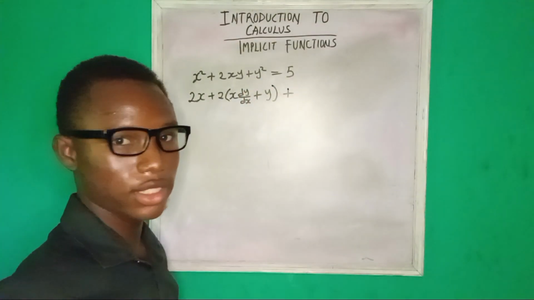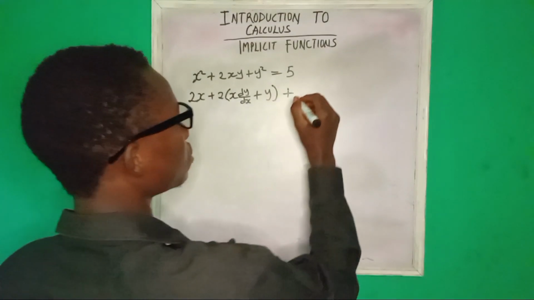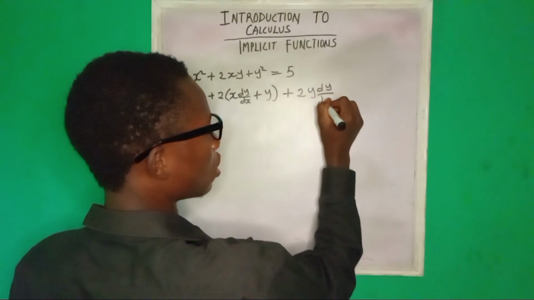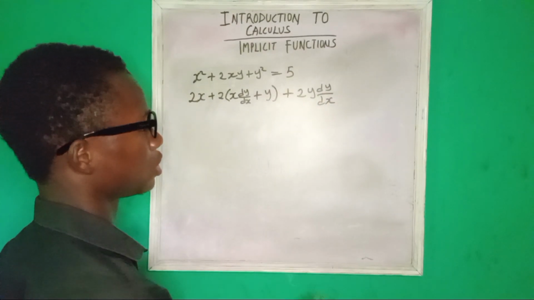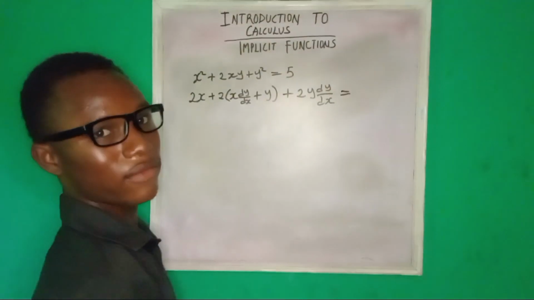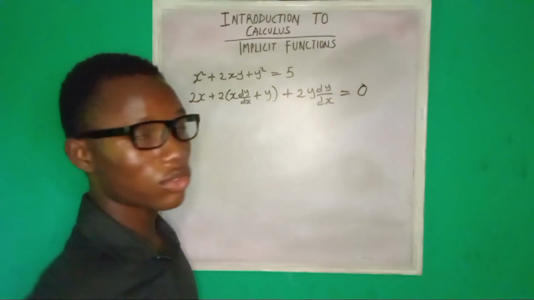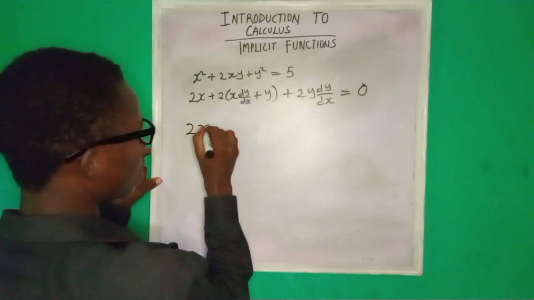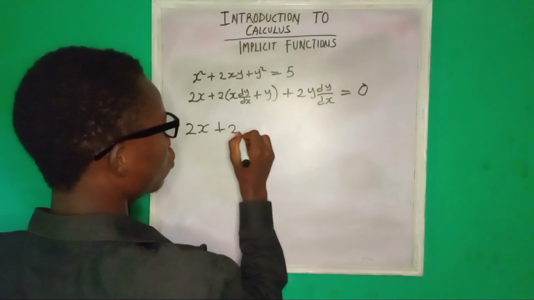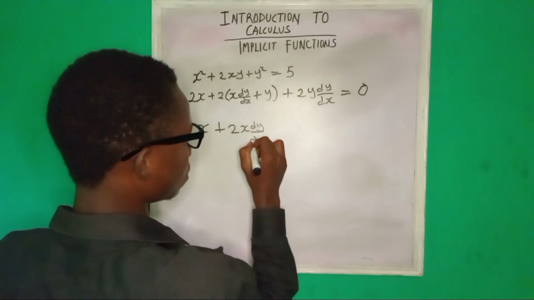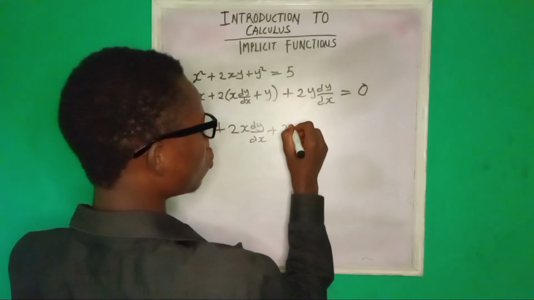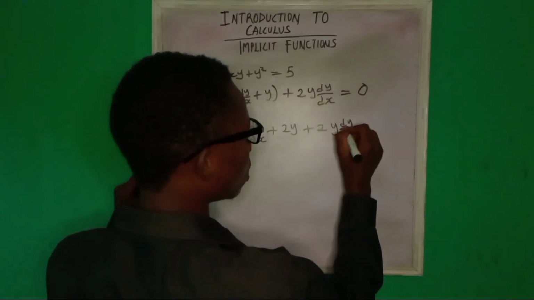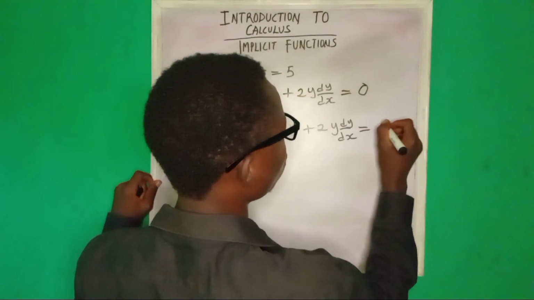We have y square here again. The differentiation of y square is 2y dy/dx. Don't ever forget your dy/dx. It is equal to the differentiation of 5, which is 0. Every constant, the differentiation of a constant is equal to 0. So when we expand this, we have 2x dy/dx plus 2y plus 2y dy/dx is equal to 0.